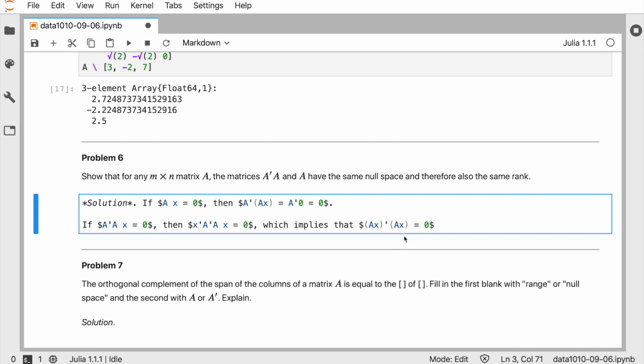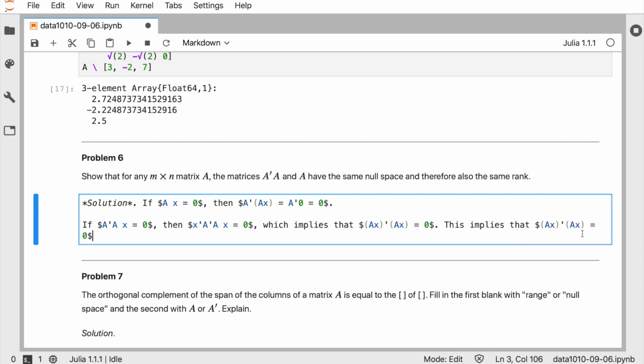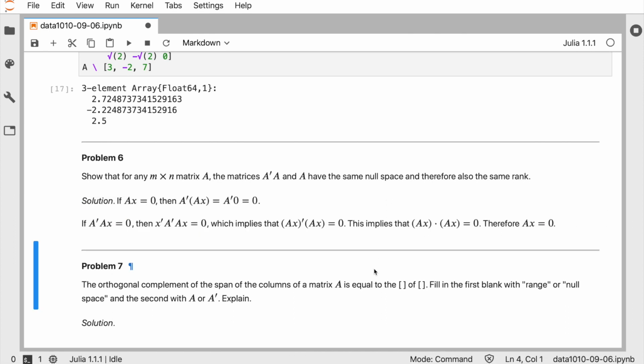And then a vector transpose times itself, that's the same as saying that the dot product of that vector with itself is 0. And a vector dotted with itself gives 0 only if it's actually 0. So that's what we wanted to show. If A maps X to 0, then so does A transpose A. And if A transpose A maps X to 0, then so does A. So they have the same null space.